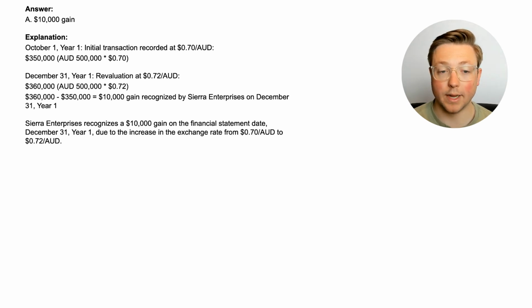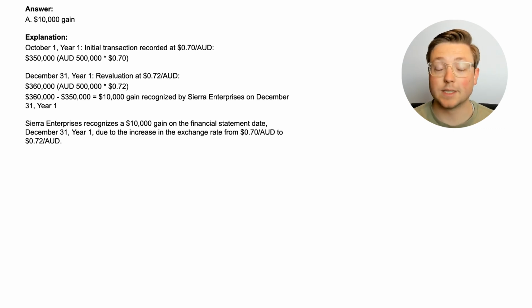There's a $10,000 gain. So let's think about this. October 1st, year 1, the initial transaction is recorded at 70 cents per Australian dollar, which is 500,000 Australian dollars multiplied by 70 cents, and that gives you 350,000 US dollars. Then on December 31st, year 1, there's a revaluation at 72 cents per Australian dollar. So now that's $360,000. So again, they're expecting to receive, as of December 31st, $360,000 instead of the $350,000 that they were expecting in October. So as of the end of the year, December 31st, they have this $10,000 gain recognized.